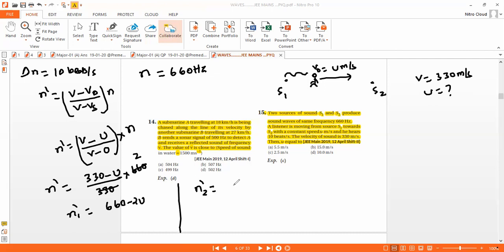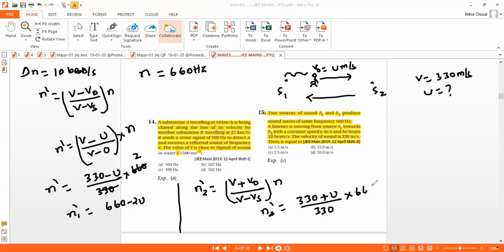Now n2 dash. Now observer is moving away, so v plus v naught by v minus vs into n. In opposite direction he is moving now. So n2 dash equal to v, they gave it as 330, 330 plus u by 330 into 660. That is 2 times 660 plus 2u.